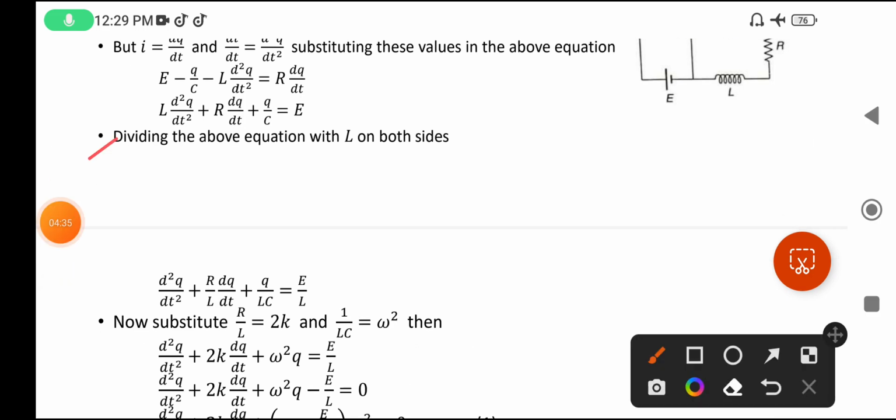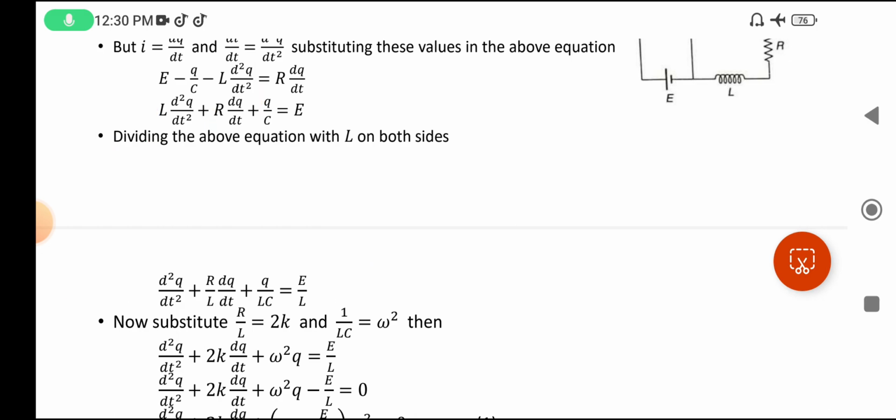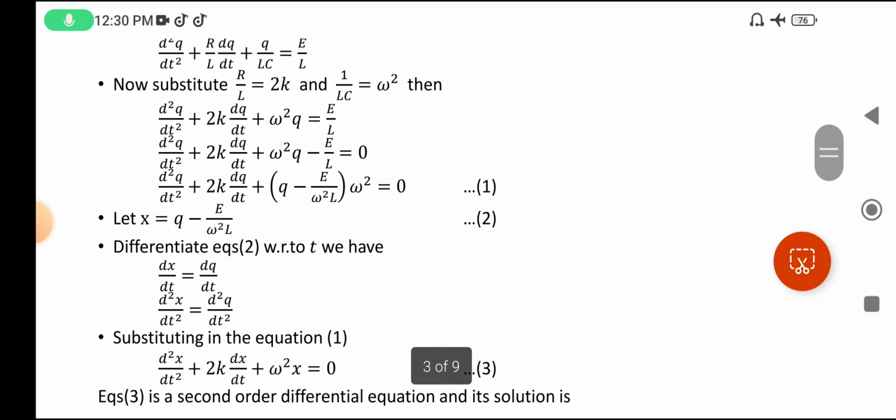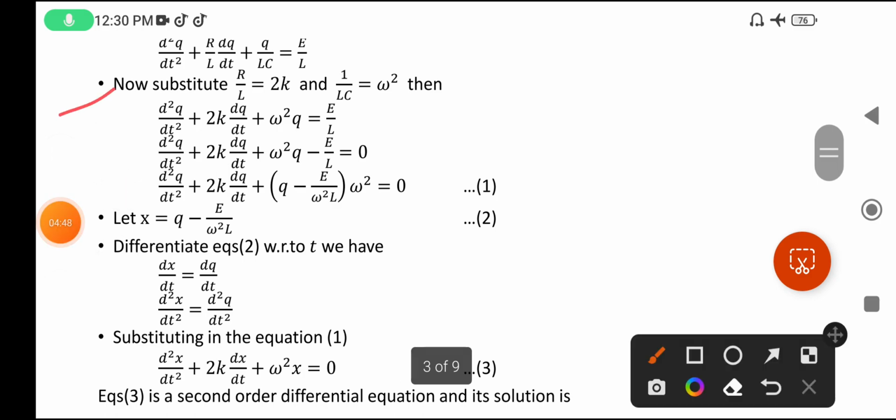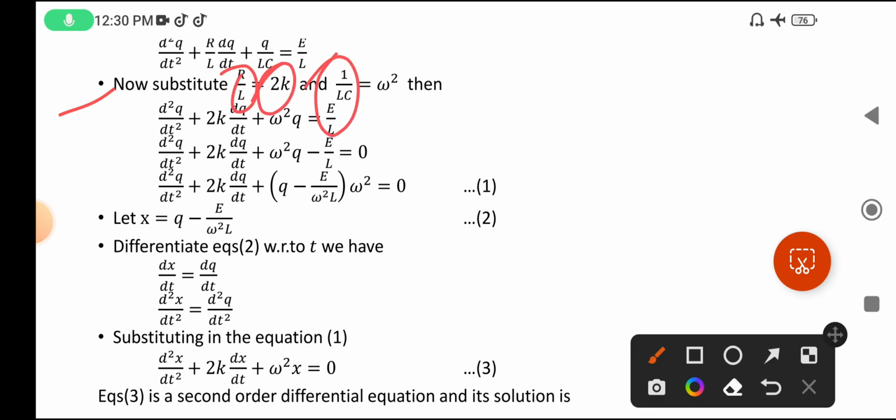Now divide the above equation by L on both sides. When you divide, here L gets cancelled, here R by L, here q by LC. Is it this one? Now substitute. Here certain substitution has to take place, and R by L we substitute simply as 2k, and 1 by LC as omega square.